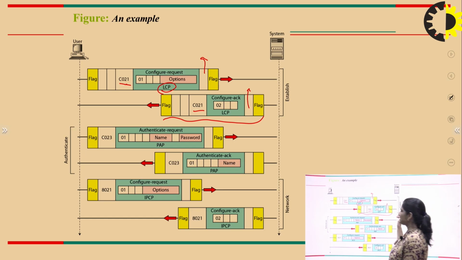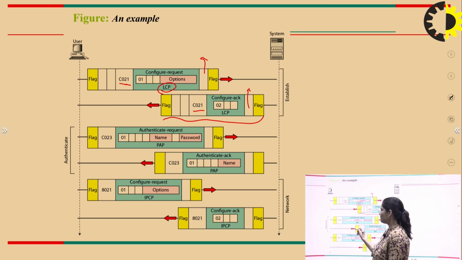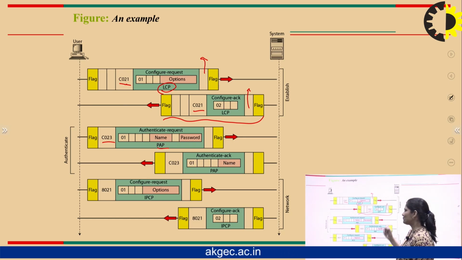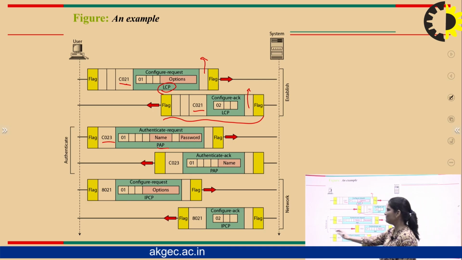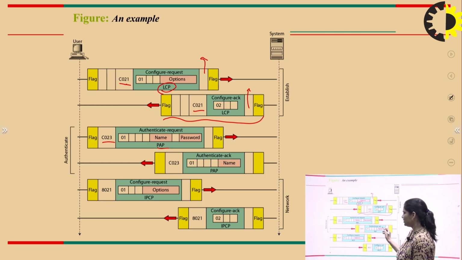Now after connection establishment, we have to authenticate that connection. So this format is PAP. Flag is there, and here also the source address and control fields are there, but we are writing here in short that we are using the code for PAP. Then this is the field format for the authenticate request, then the frame check sequence, then flag. Then we get the authenticate acknowledgement from the system to the user. This is the flag, this is the code for PAP, this is the format for authenticate acknowledgement.